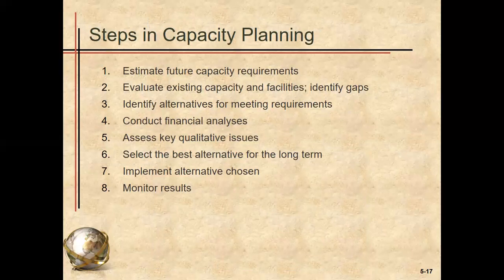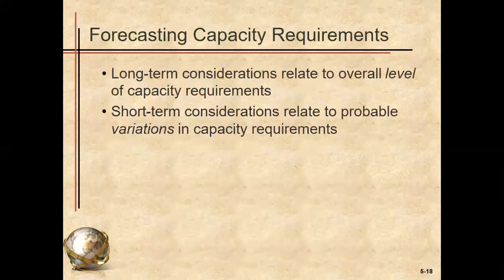Steps in capacity planning: first, estimate the future capacity requirement; second, evaluate existing capacity and facilities; third, identify alternatives for meeting the requirement; fourth, conduct financial analysis; and fifth, assess the key qualitative issues. Then select the best alternative for the long term, implement the alternative chosen, and monitor results.